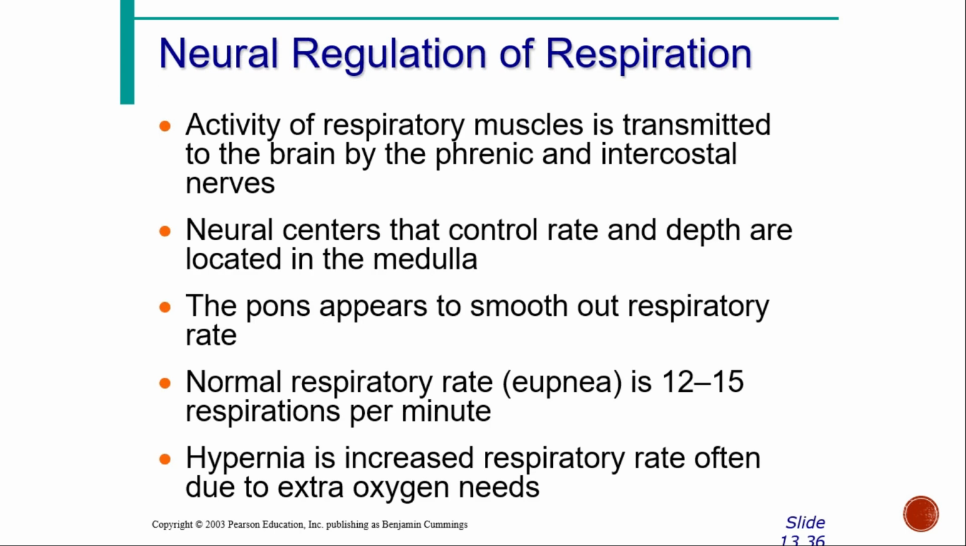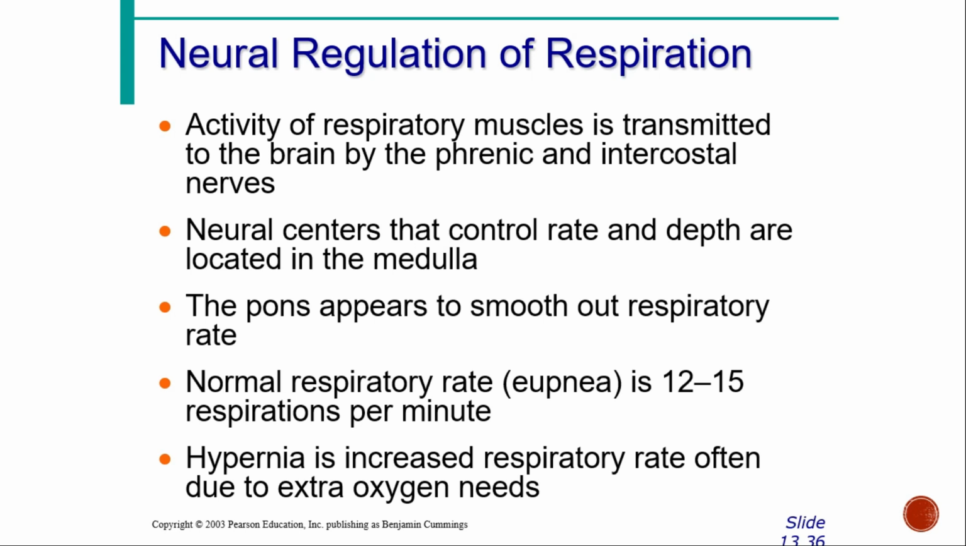Next comes the neural regulation of respiration. The activity of respiratory muscles is transmitted to the brain by the phrenic and intercostal nerves. Neural centers that control rate and depth are located in the brain, that is in the medulla. The pons also appears to smooth out respiratory rate. Respiration can be regulated by two mechanisms, namely nervous mechanism and chemical mechanism.